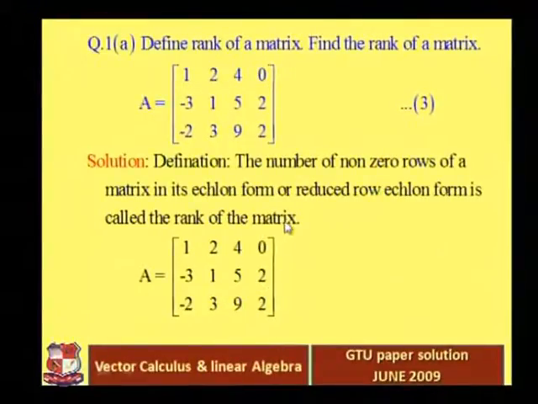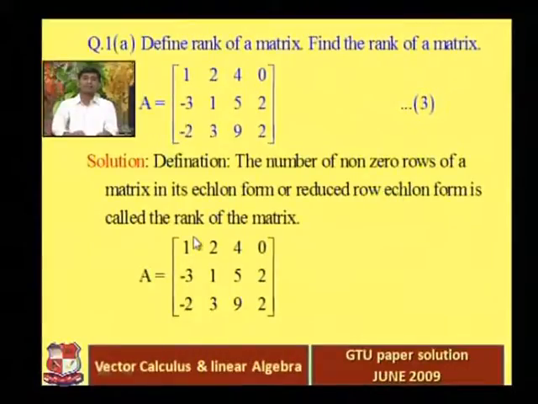So here is the definition: the number of non-zero rows of a matrix in its echelon form or reduced row echelon form is called the rank of a matrix. Here is our given matrix. The first row is 1 2 4 0, the second row is -3 1 5 2, the third row is -2 3 9 2, right?